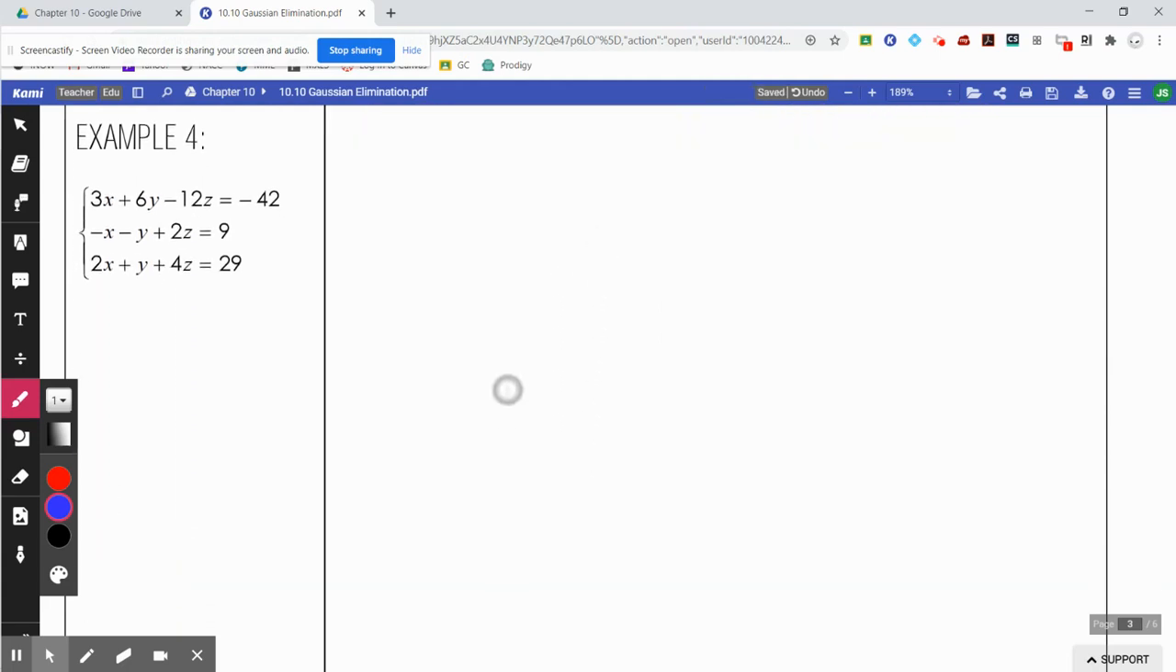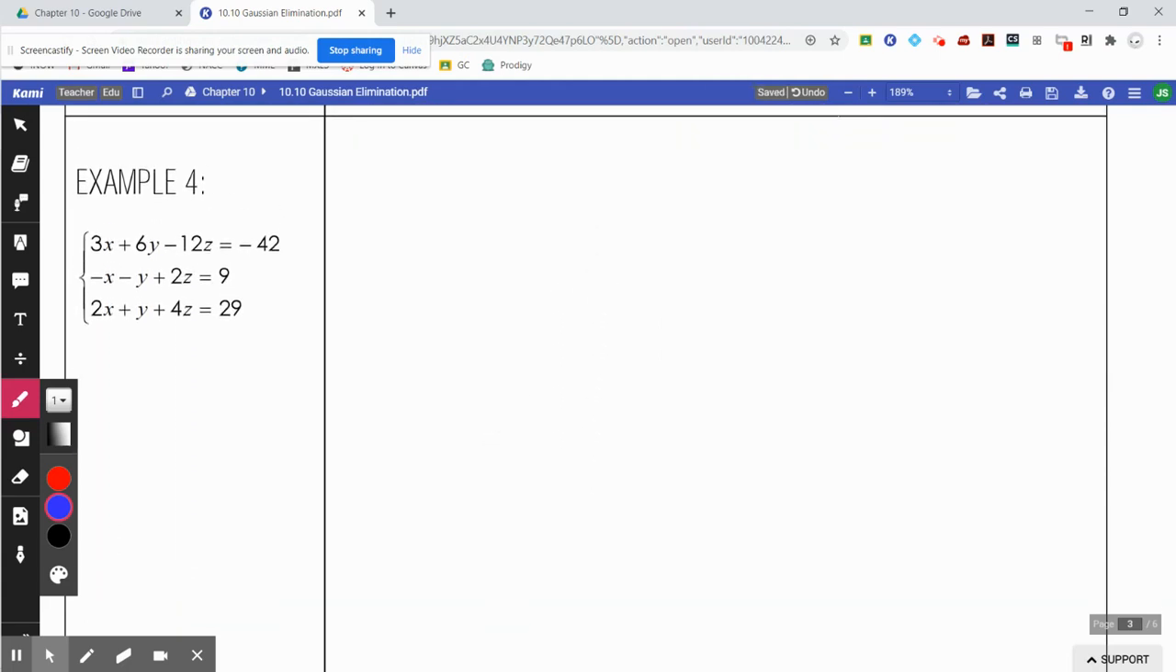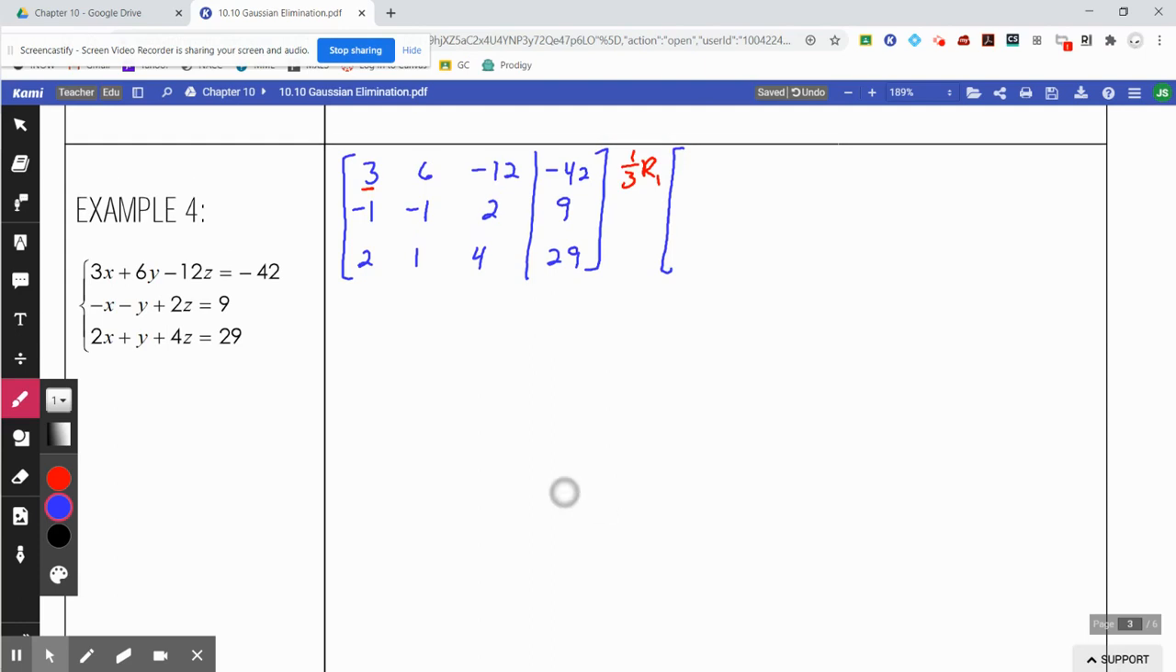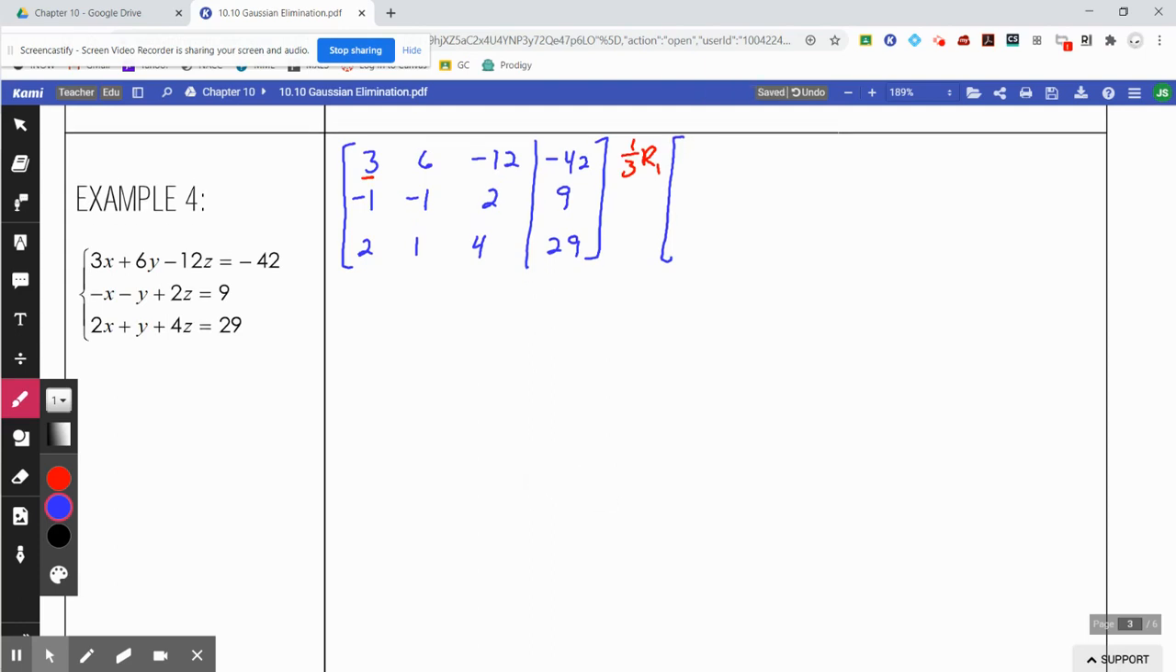Example 4. Step number 1, write it as an augmented matrix. Okay, step 1, I need this to be a 1. So a couple of different ways you could do that. You could multiply this whole row by -1, and then you could interchange the two. Or I'm just going to go ahead and do 1/3 the entire first row. The reason I'm going to do that is I notice the entire row is all multiples of 3, so I don't have any fractions there. So rows 2 and 3 stay the same, and row 1 turns into 1, 2, -4, and -14 when you take a third of it.